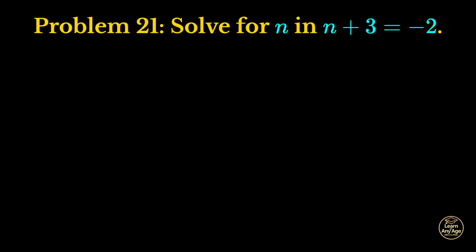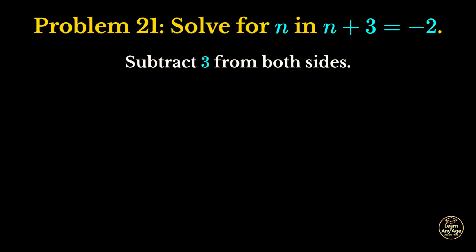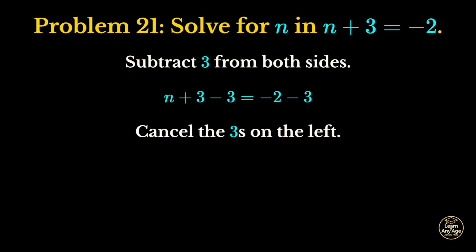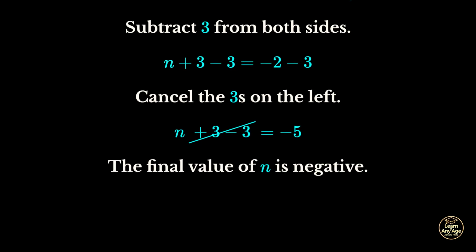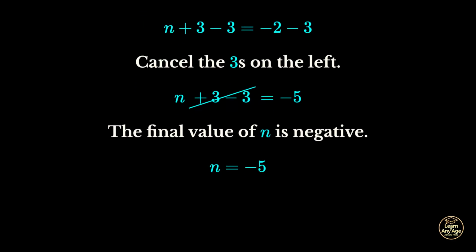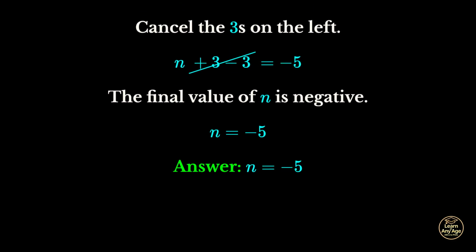Problem 21. Solve for n in n plus 3 equals minus 2. Subtract 3 from both sides. n plus 3 minus 3 equals minus 2 minus 3. Cancel the 3's on the left. n plus 3 minus 3 cancelled out equals minus 5. The final value of n is negative. n equals minus 5. Answer, n equals minus 5.